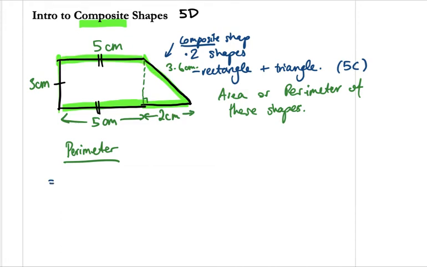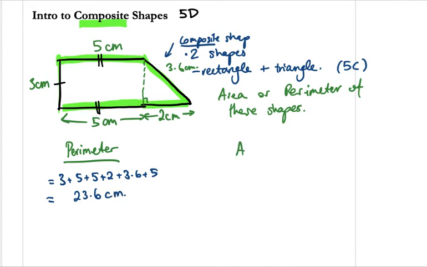So in this case, the perimeter would be 3 plus 5 plus 5 plus 2 plus 3.6 plus 5, which makes a total of, what have we got there, 10, 15, 18.6, 23.6, then add the units, centimeters.